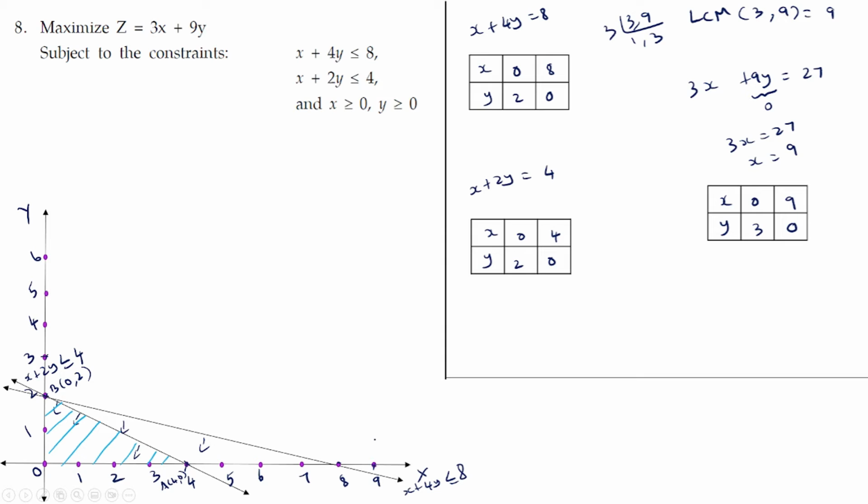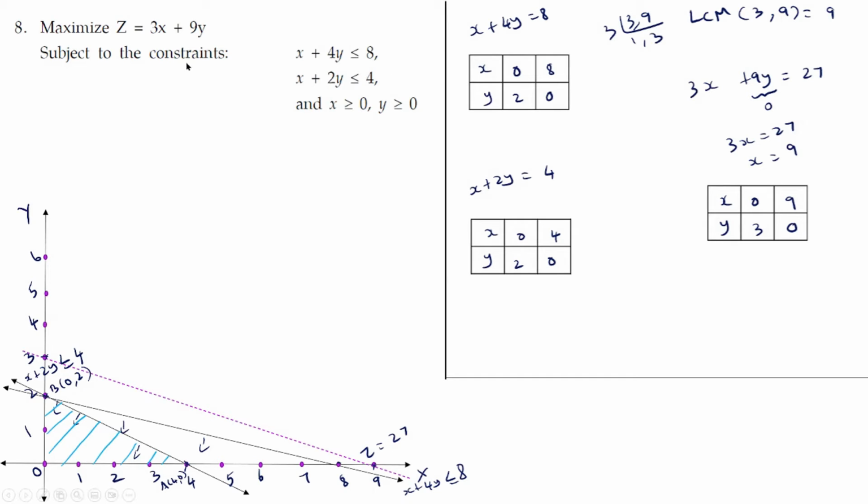This is 9, 0. So if we draw the line joining these 2 points, we will get the first isocost line corresponding to isoprofit line. Here the objective function is to maximize z. So we will get the isoprofit line corresponding to 3x plus 9y equal to 27. So this is the isoprofit line. So the value for this line is z is equal to 27.